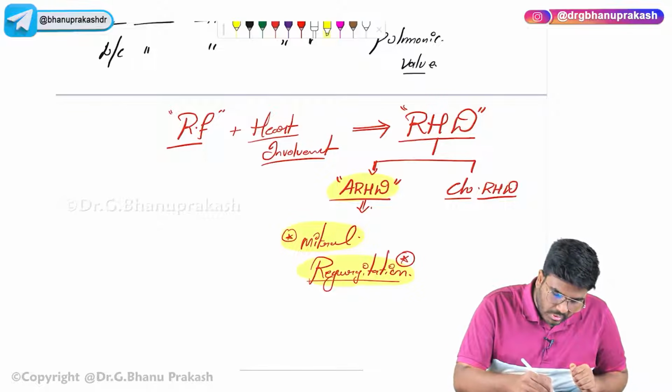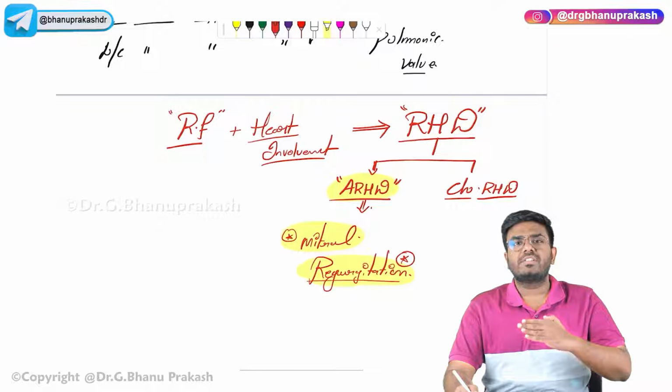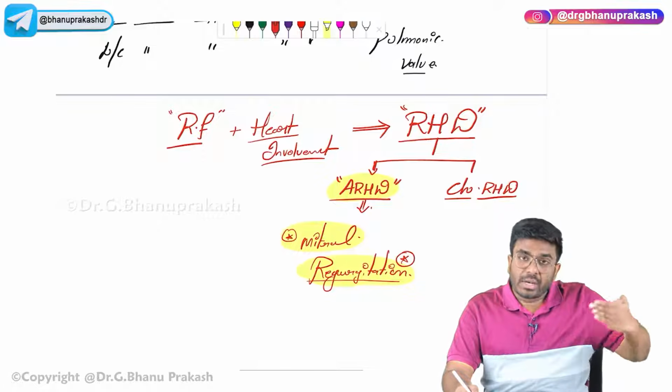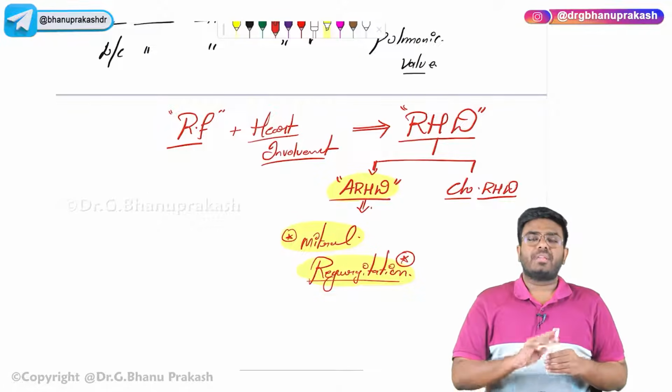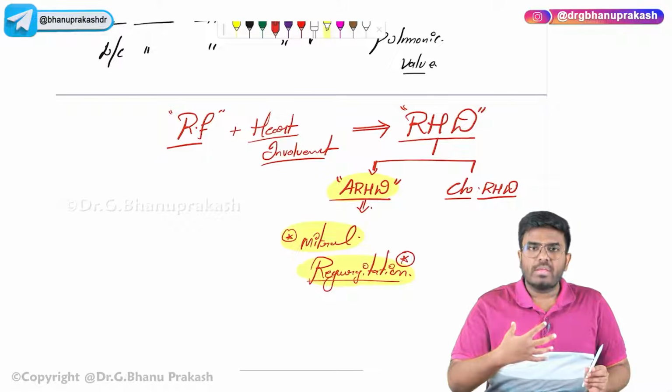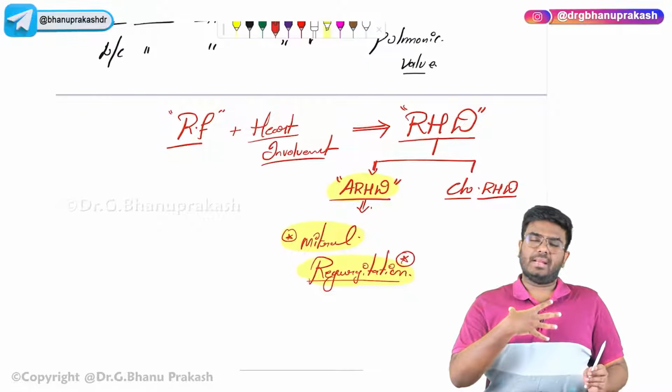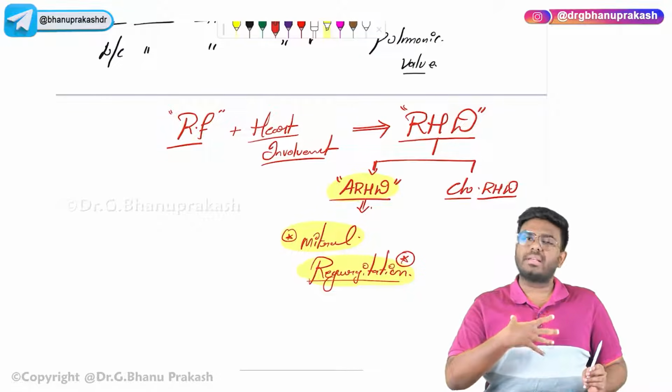But if they are talking about chronic rheumatic heart disease, which means there are multiple episodes of the infection. Imagine I am a child who is 10 years old. For the first time I get the rheumatic heart disease. So initially I will have mitral regurgitation.